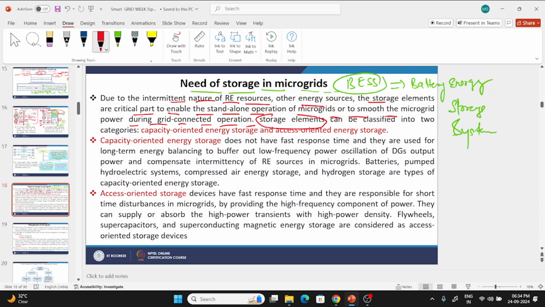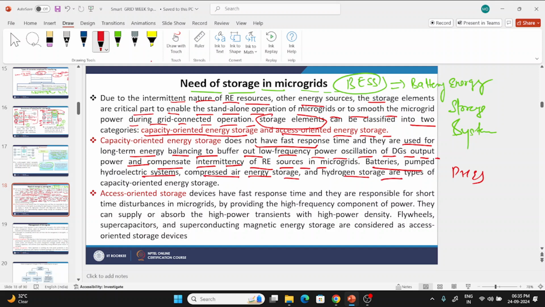Storage elements can be classified into two categories: capacity-oriented storage elements and access-oriented energy storage elements. So what does a capacity-oriented energy storage do? It does not have a faster response time, but it is used for long-term energy balancing, to buffer out low frequency power oscillation of a DG output, and it also helps in compensating the intermittency of renewable energy sources in any microgrid. Batteries, pumped storage, pumped hydroelectric systems, compressed air energy storage, and hydrogen storage are the types of capacity energy storage.